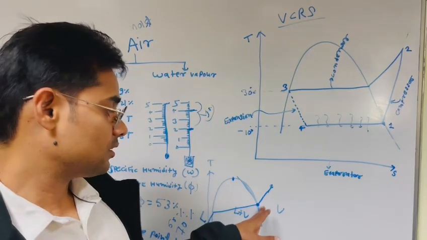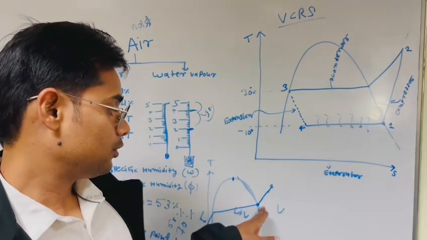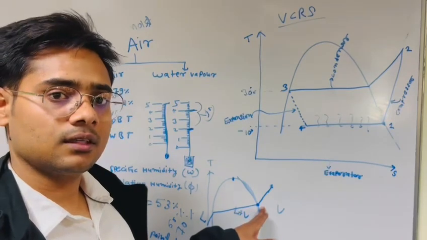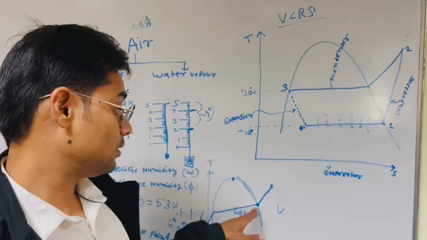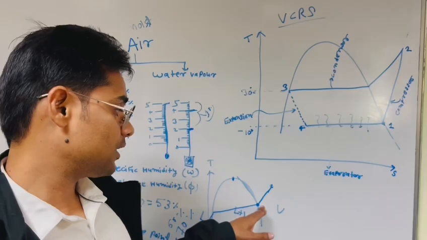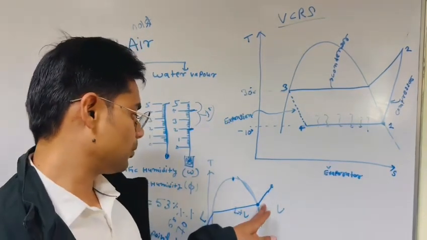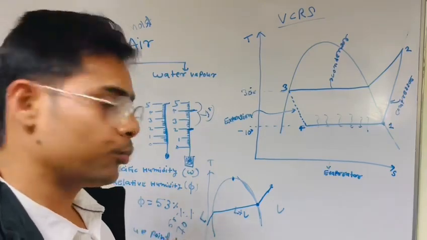Dew point is the temperature at which the air will start condensing. Condensation will start. The temperature at which the air will start condensing, that point of temperature is called dew point temperature.